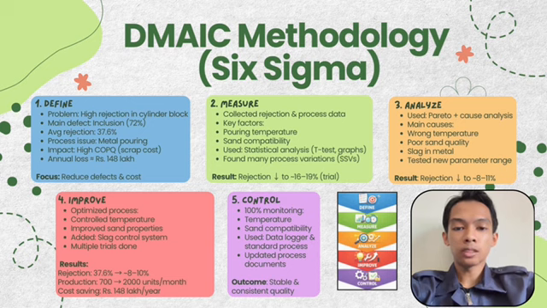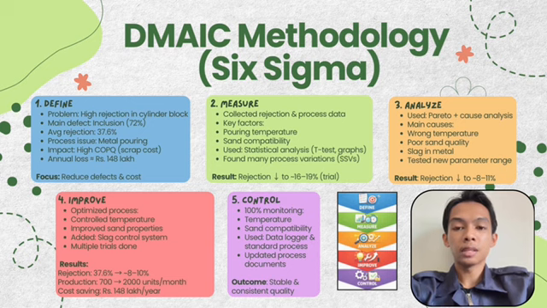For the first phase, define. In the define phase, the main problem is identified. The company faced a high rejection of 37.6% and the main defect is the inclusion defect, which contributes about 72% of total defects. This problem occurs during the metal pouring process and leads to high cost of poor quality.